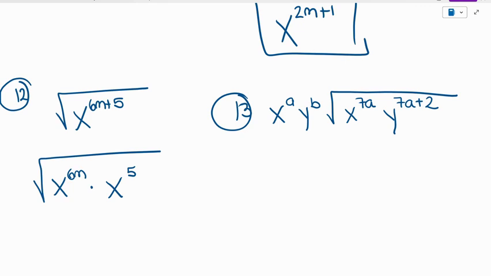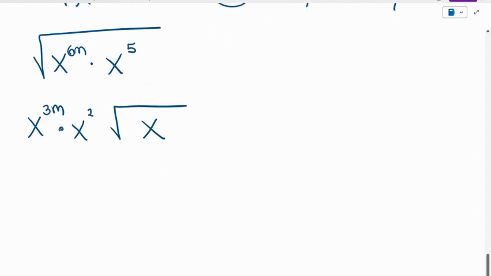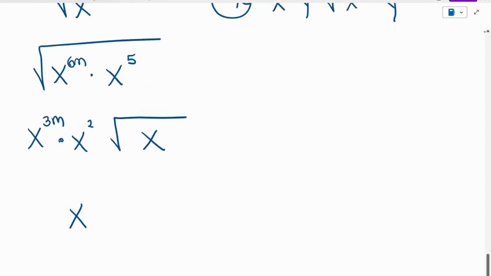So I took 6m, I divided it by 2, it went in evenly, so we got x to the 3m on the outside. Then I took x to the 5th, and I used my shortcut again. So I took 5 and I divided it by 2, so 2 goes into 5 2 times with 1 left over. So that means there's going to be 1 x left over. But now on the outside, this is multiplication. And the rule for multiplying variables is keep your base and add your exponents.